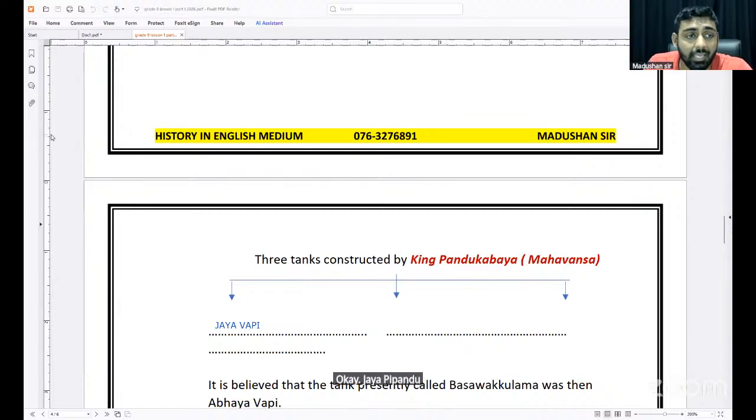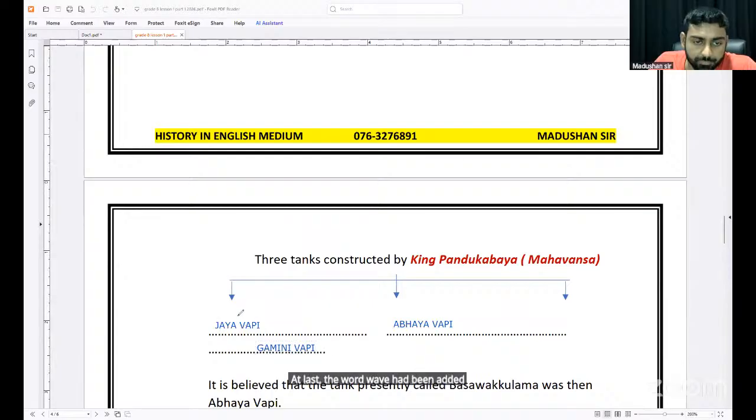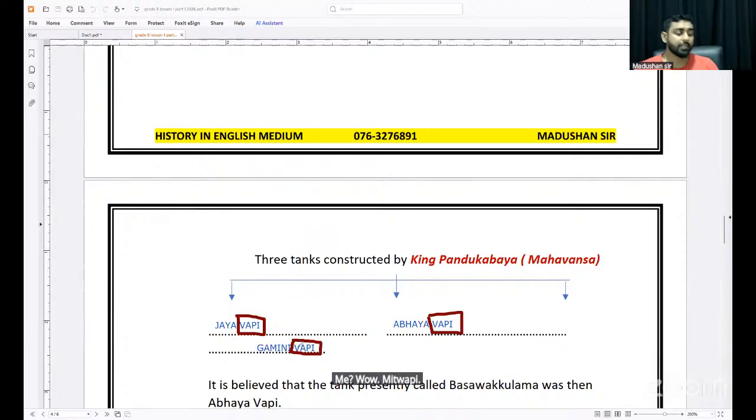Jayavapi, Abhayavapi, Gamini Vapi were constructed by Pandukabhaya. Pandukabhaya constructed 3 tanks. Vapi, Vapi, Vapi. I also received, sir. Okay. Jayavapi, Abhayavapi, Gamini Vapi. Here you can see, at last the word Vapi had been added. At last the word Vapi had been added.